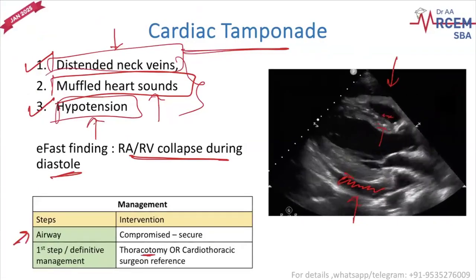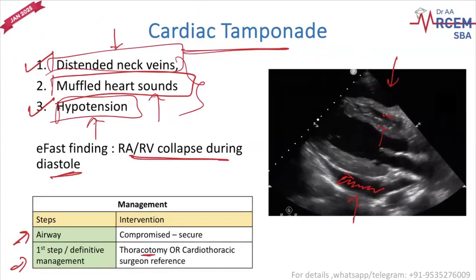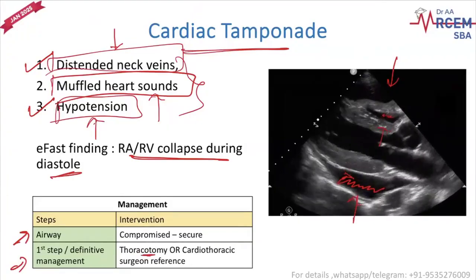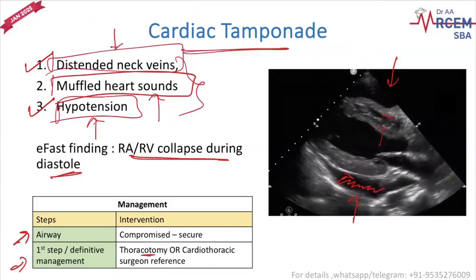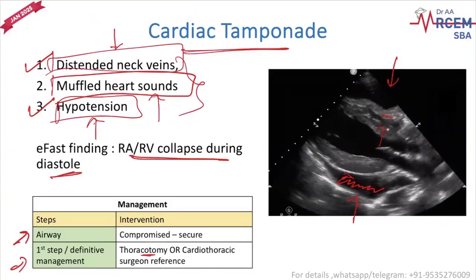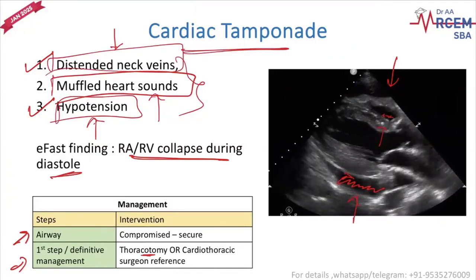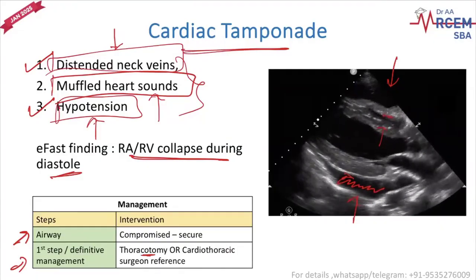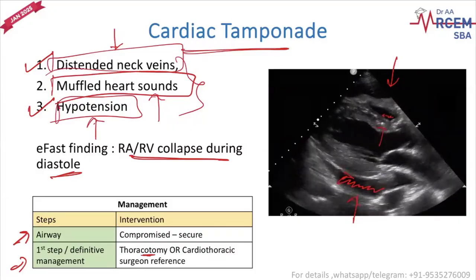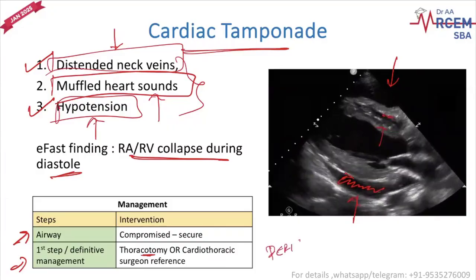What is the first step? Airway, you manage it. The definitive management for cardiac tamponade, or the first step, is basically doing a thoracotomy. If you are not qualified enough to do a thoracotomy, involve a cardiothoracic surgeon. What if you do not have a cardiothoracic surgeon? You are not capable of doing a thoracotomy and you do not have the equipment to do one. Then you can try to do a pericardiocentesis.